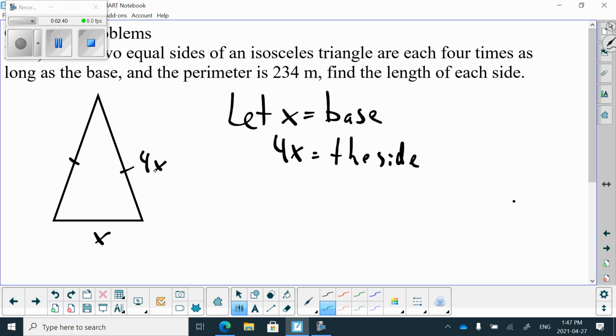How come? Yeah, there's 2 sides there, so we need to write it down twice. That's a great observation, because when we make the equation, it says perimeter. What's perimeter mean again? Around the outside. Yeah, around the outside. What's my equation going to be?